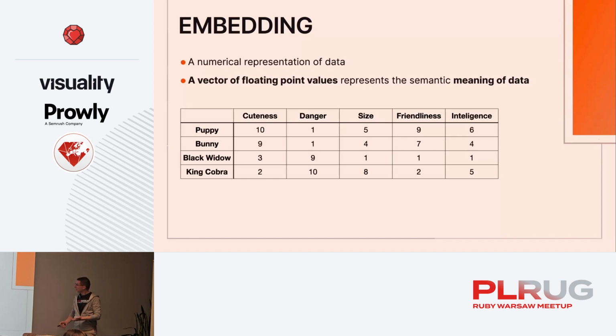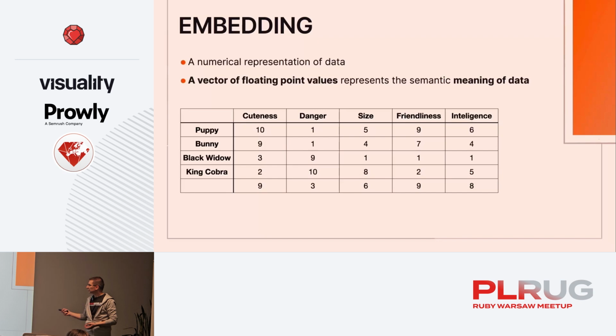There are two things that really struck me. Apparently, a black widow is a bit more cute than a king cobra. However, a king cobra is more friendly. I wouldn't advise you to check that in the wild. But this representation, again, is an embedding of this term under these dimensions. So if we get another embedding and we don't know what it is, we can compare it to others and figure out what it is, or at least what kind of animal it is, if it's an animal.